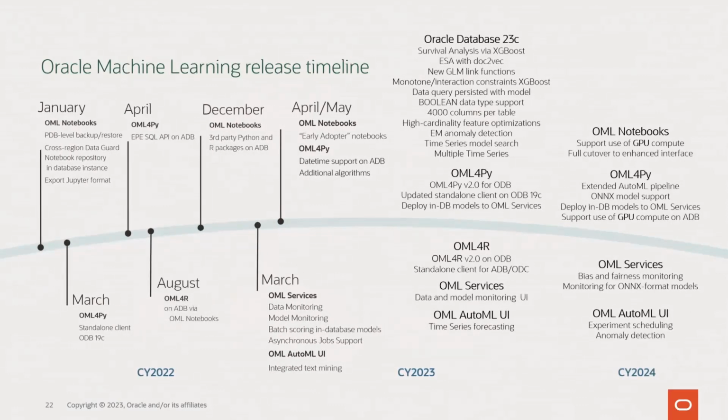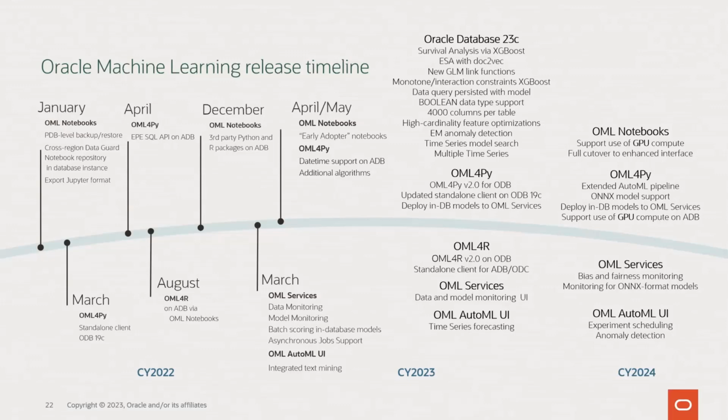With Oracle Database 23c, we have multiple enhancements, which I'll say more about shortly. We released OML for R 2.0 on Autonomous Database, but we'll soon release it for Oracle Database, along with a common standalone client for access from your favorite IDE.